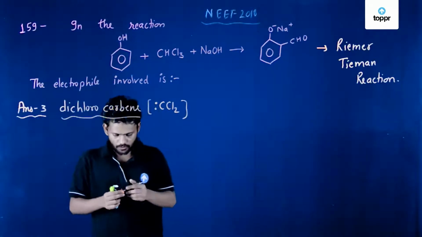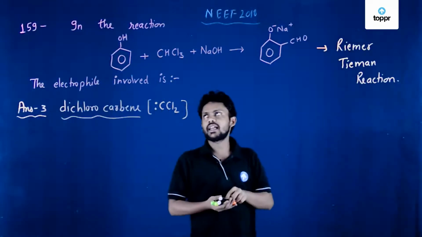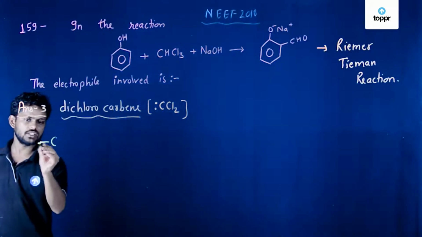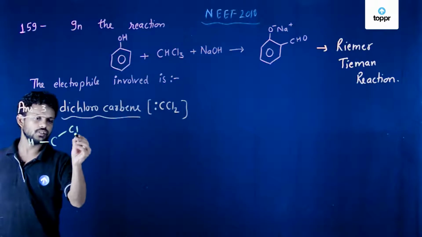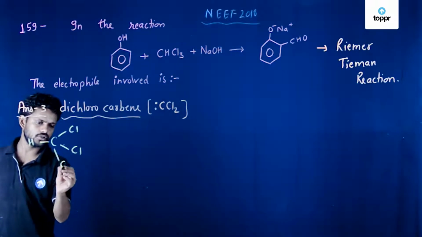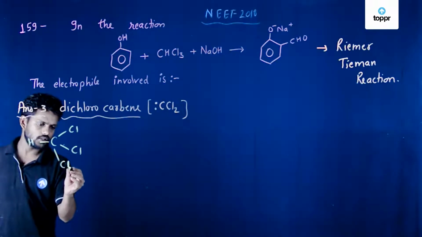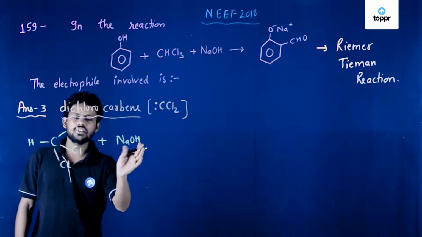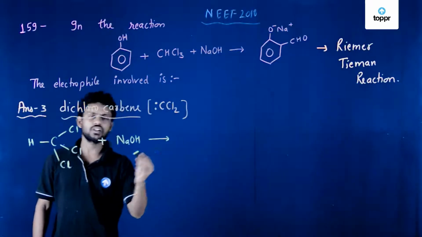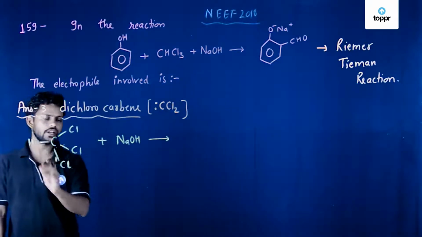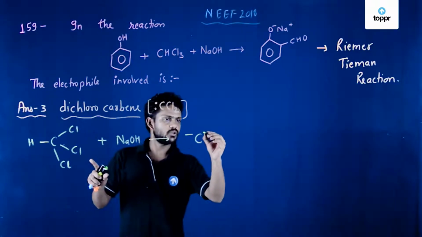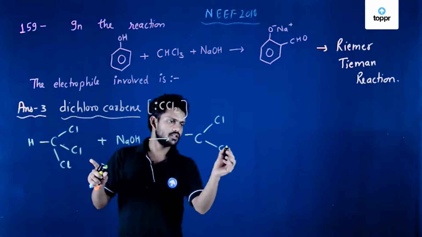Okay, so if you know the mechanism, it is like first CHCl3. So you have CHCl3, this is your chloroform. Okay, what happens is NaOH reacts with this. So NaOH is a strong base, so what it will do, it will abstract the proton, right? So what is the product of this reaction is this.